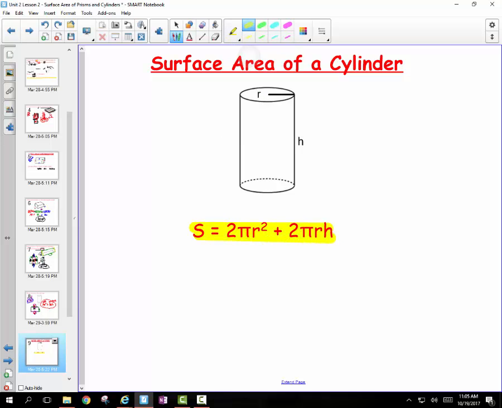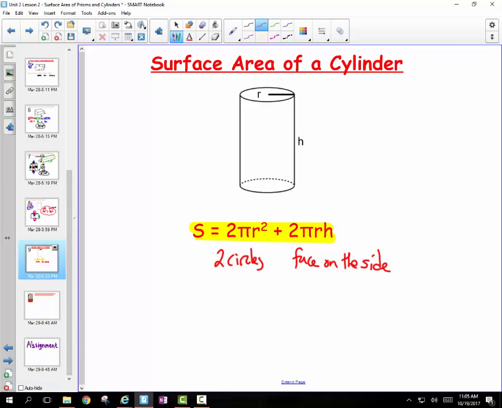Like we just talked about on the last slide, that's because I now have the area of the two circles, and I have the area of the face on the side, that's the rectangle. And so if I have the radius and the height, I can find the surface area.